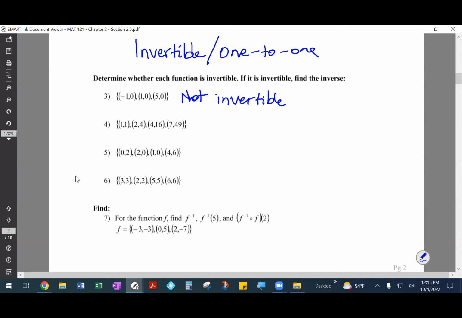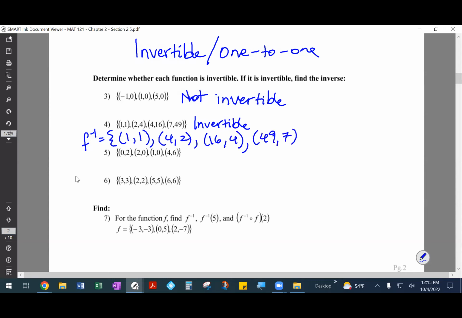Number 4, your ordered pairs are (1, 1), (2, 4), (4, 16), (7, 49). Is this invertible? Yeah, because you don't have a repeating y value in this case, so this one is invertible. And then to find its inverse, remember you exchange the places of your x and y variables. So of course (1, 1) will stay the same. But the next one will become (4, 2), (16, 4), and (49, 7). So literally just interchange your x and y variables and you have your inverse function.